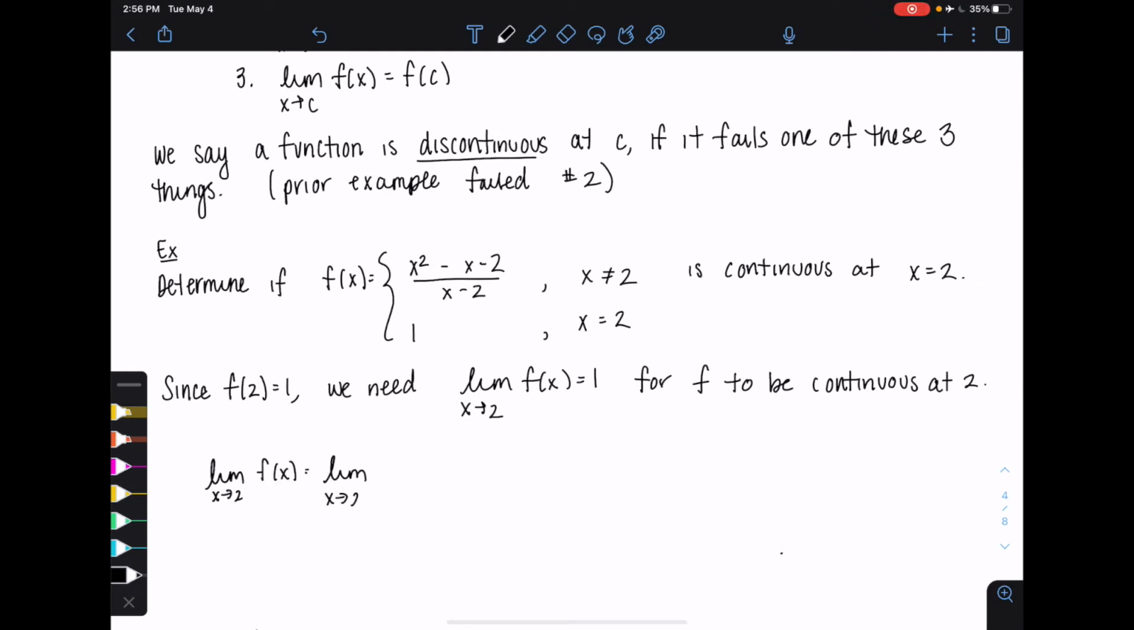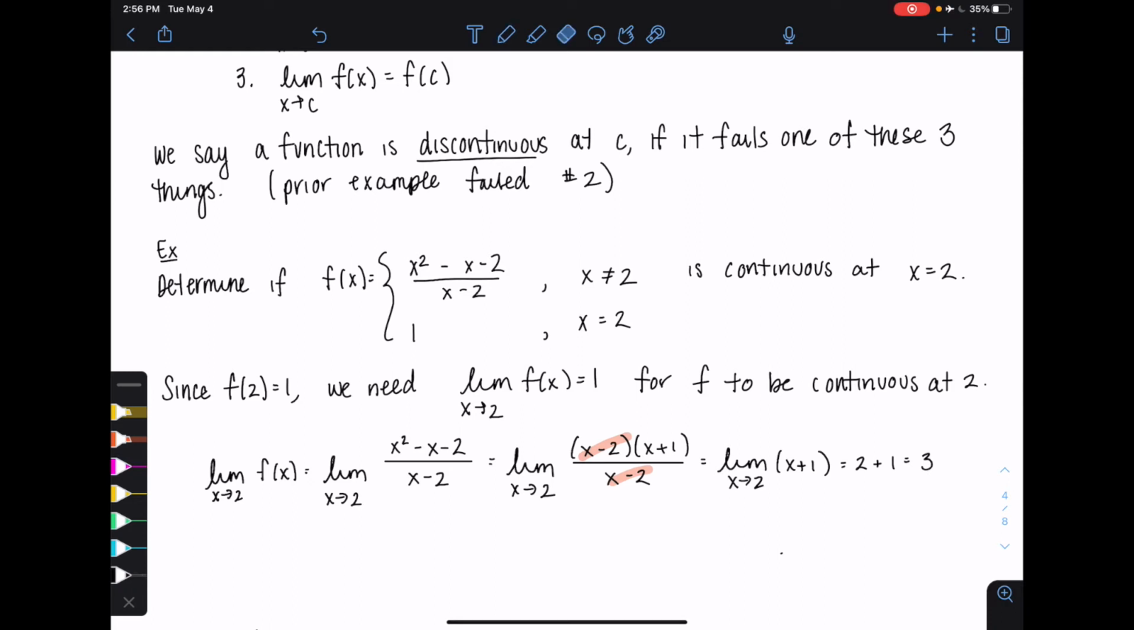Everywhere except at 2, my rule is x squared minus x minus 2 over x minus 2. I can't plug 2 in directly, but I can go ahead and factor that numerator. It factors nicely into x minus 2, x plus 1, divided by x minus 2. So our problem ends up canceling, and this is the limit as x approaches 2 of x plus 1. No issues plugging in 2 now. 2 plus 1 gives us 3.